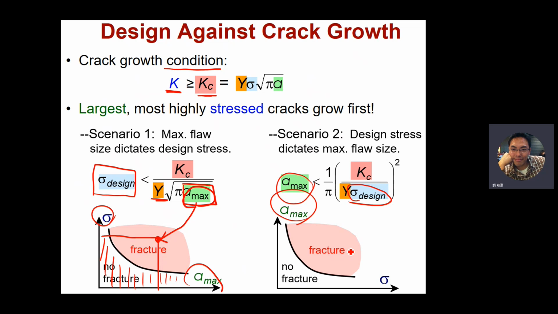A similar plot like this, where the maximum flaw size and applied stress. Therefore, if we know this design stress, we can calculate its maximum flaw size. If this design is within this range, that means this design will be fine, will be okay.